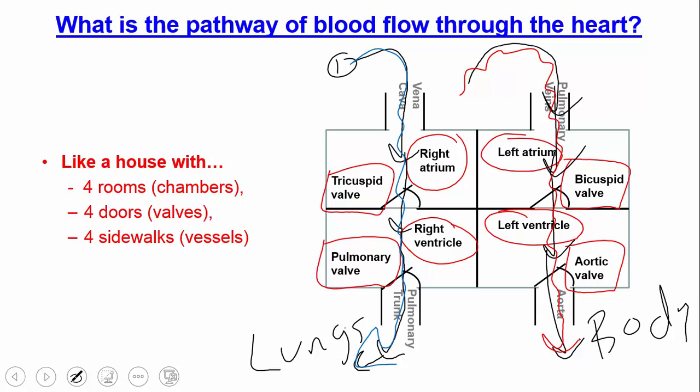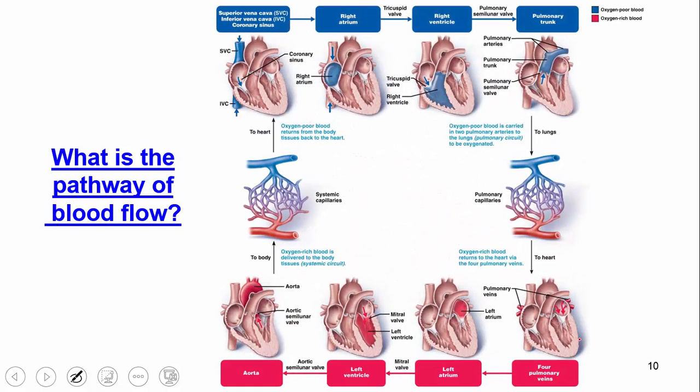I realize it's just a cartoon picture, it's not real, but when we look at the next picture, I think this will help if you keep coming back to this. Okay, so that's the pathway of flow throughout the heart. Let's look at it in reality now. So what is the pathway of blood flow? Well, here's a real picture. We're going to start at the exact same location that I had before.